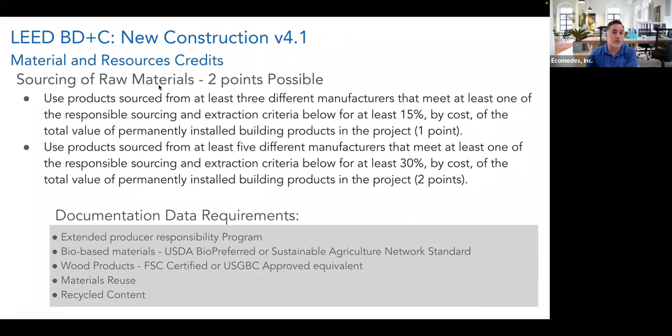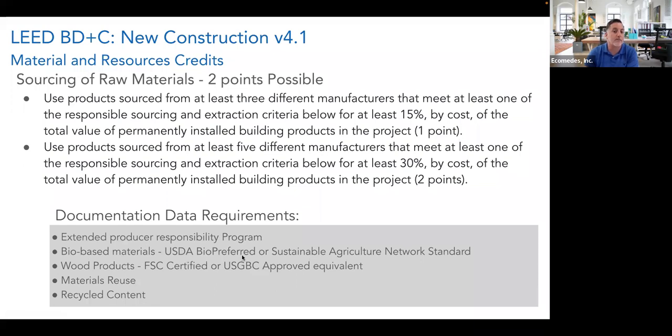Materials and resources, sourcing of raw materials. There's 2 points available here. This is done by cost. So in our tool, you can actually type in quantity, unit price, or just a lump sum and then put in the bid price of that product data. But here we're trying to get to either a 15% threshold or a 30% threshold. And that's going to relate to extended producer responsibility, bio-based material.